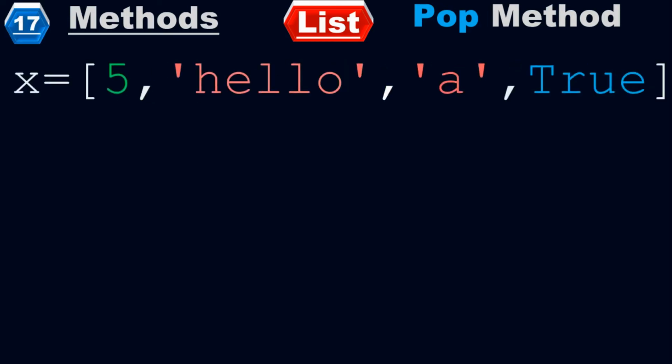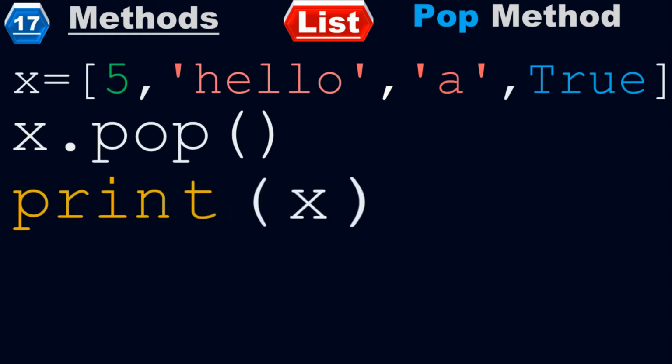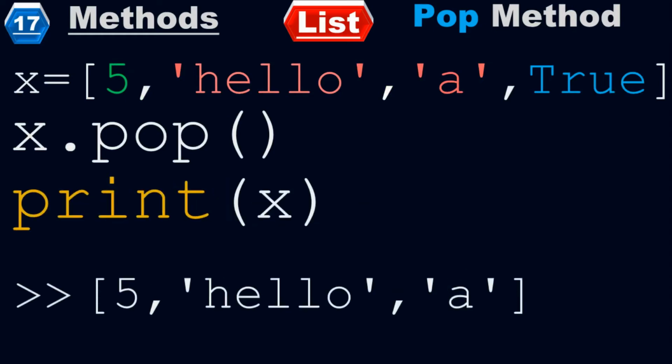Example number 17. X equals 5, hello, a, true. X.pop function. Take the print of x, you will get the output 5, hello, a. Look here, we have a total of 4 elements, 5, hello, a, and true. These are the 4 elements in the given list. So this whole information has been saved with the identifier x.